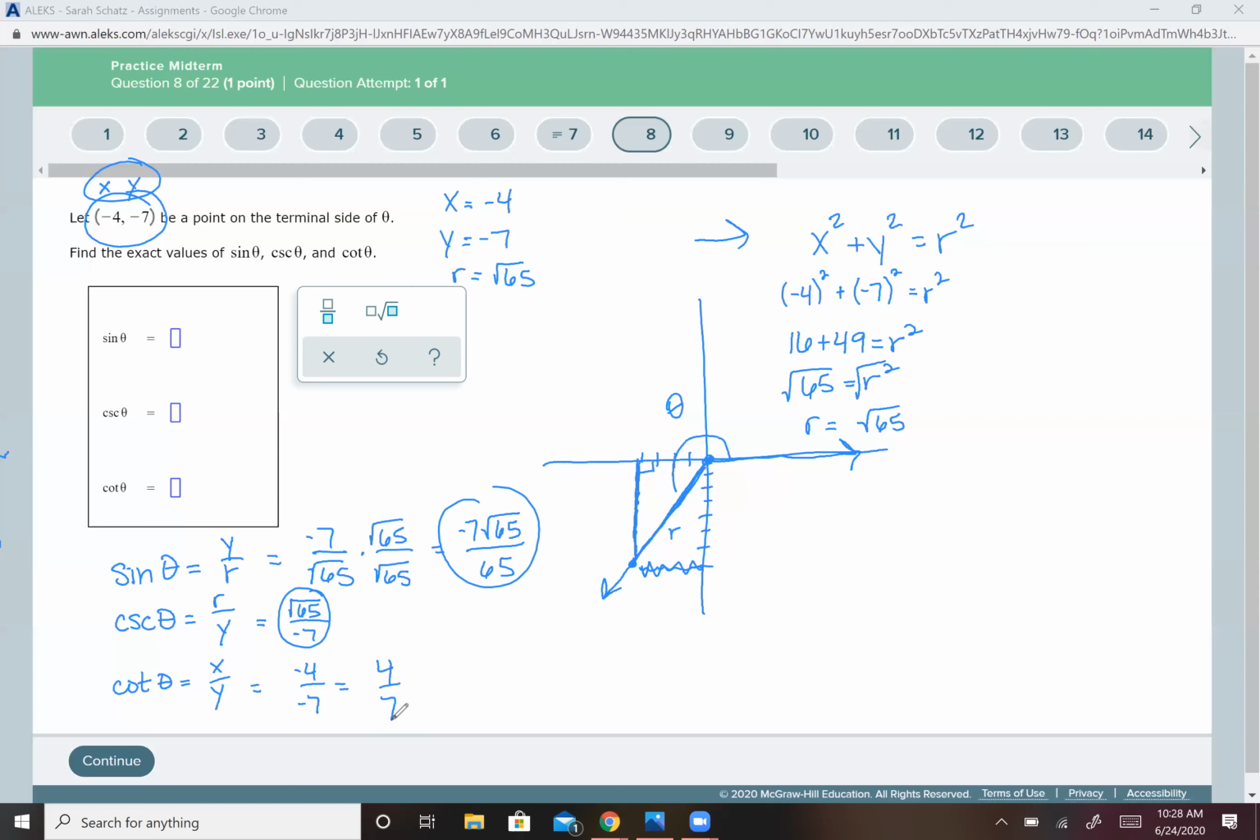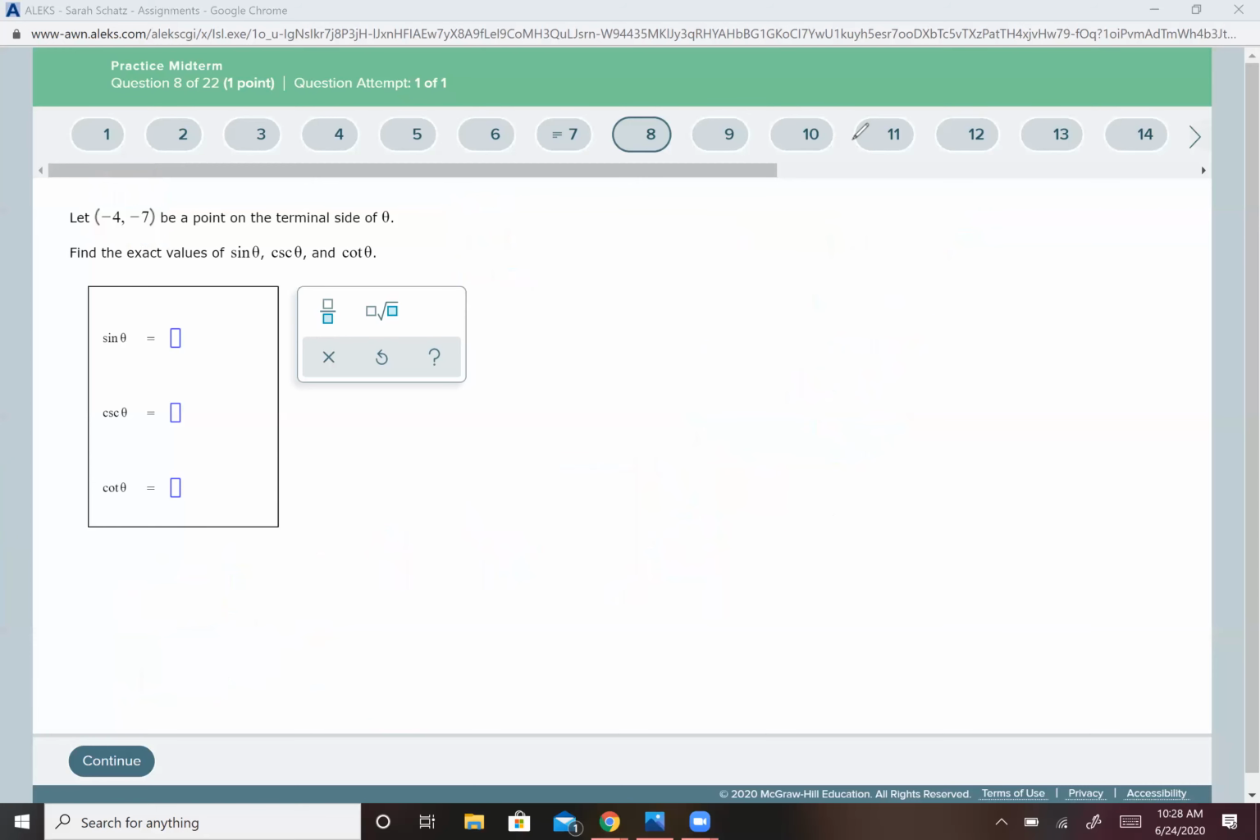And you guys, your question might ask for different trig functions, so you have to remember them. I've already got 3 of them here, but what if it asked for cosine? You have to know that cosine is x over r. Tangent is y over x. What's the one that's missing? Secant is r over x. So you want to remember those. You can have them written down along with any formulas if you want to. That's totally fine. All right, so let's move on.